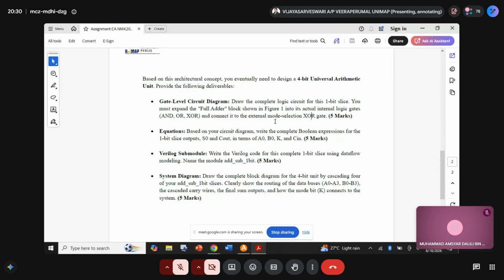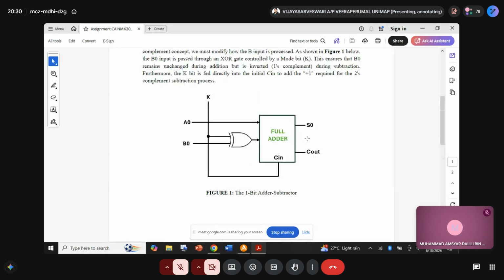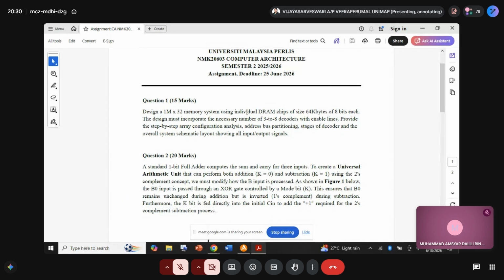Here you just build the basic gates, and then write your Boolean expression based on your gates. This one is your submodule for one full adder, like what we did in lab 3. That's it, the full adder. For question one, maybe by today you will understand what to do. Does anyone have any questions?